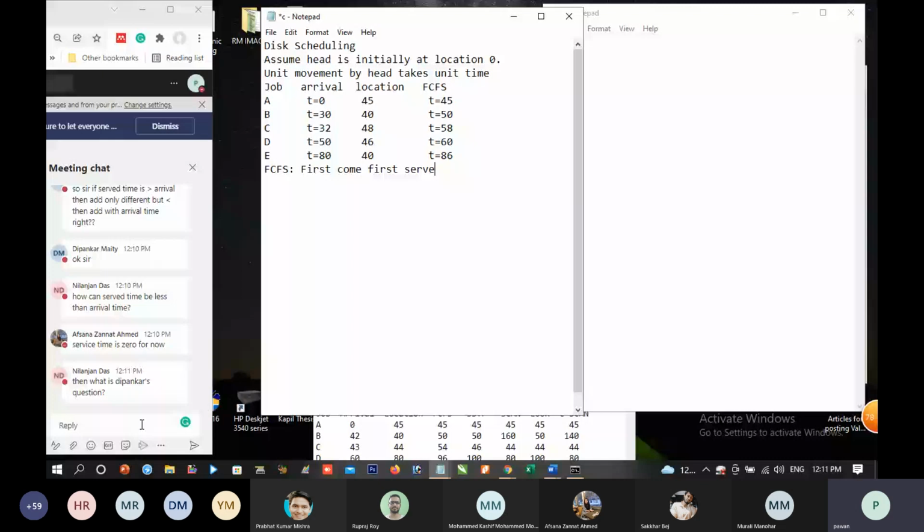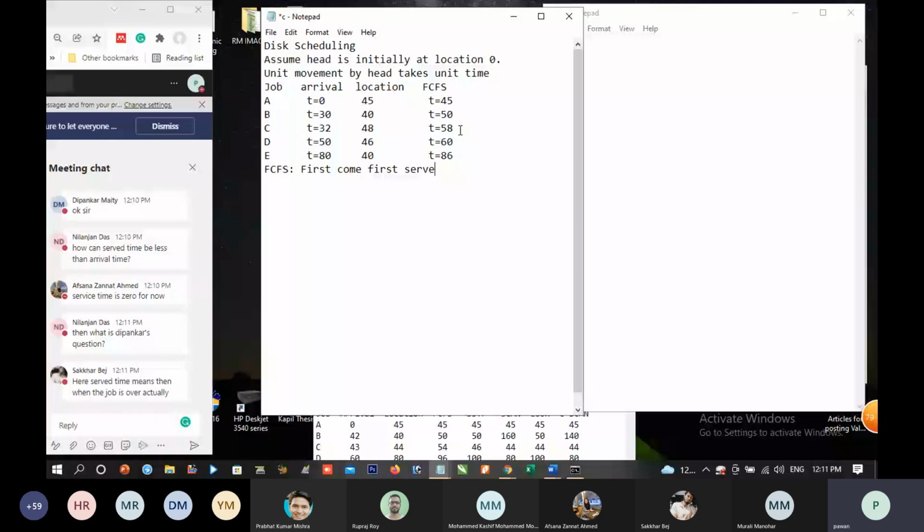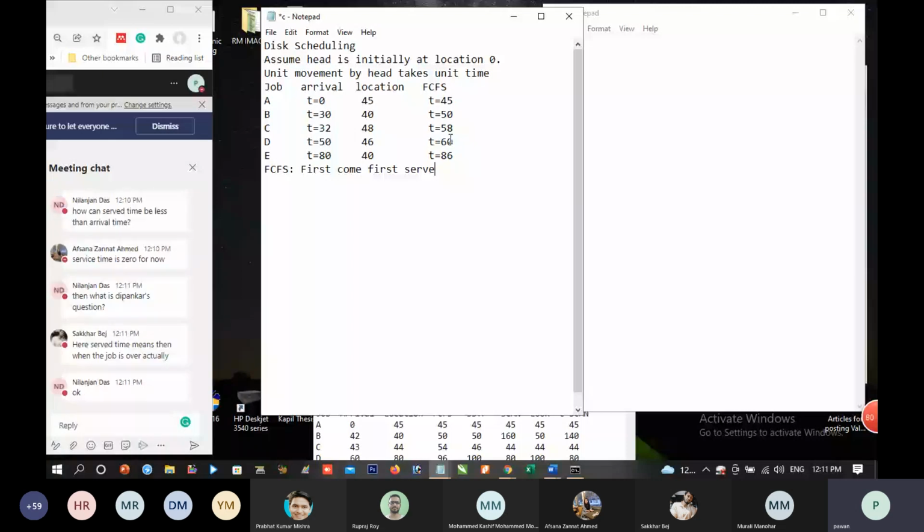Deepankar says that arrival time is 80 here and the last job was served at 60. So the difference of 46 and 40 will be added to 80 here. Arrival time is 50 and the last served job is at 58. So the difference of 48 and 46 will be added to 58. Is it correct? Yes.